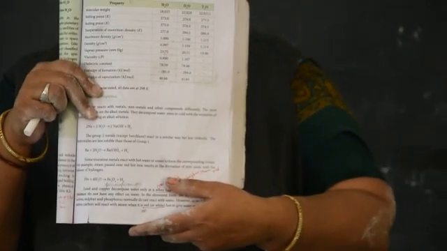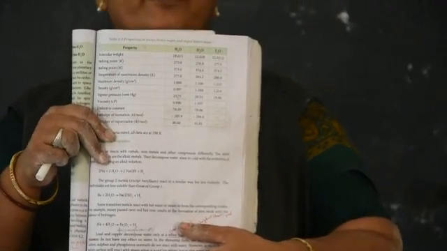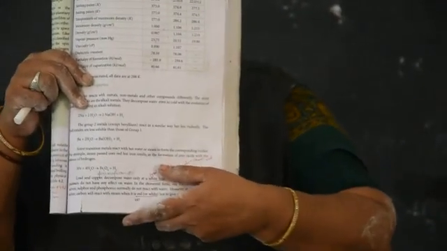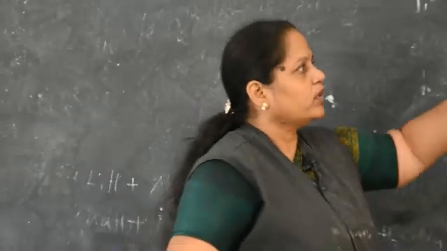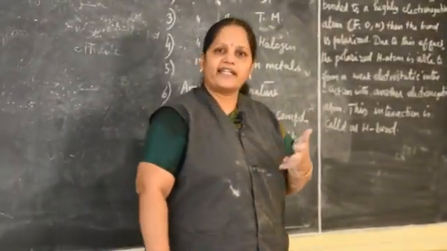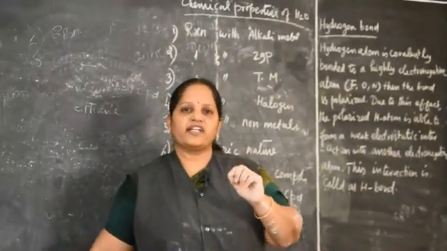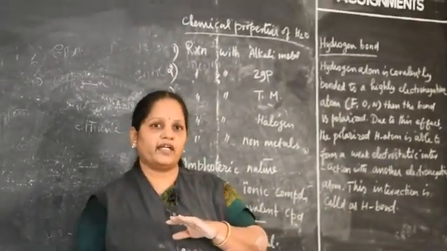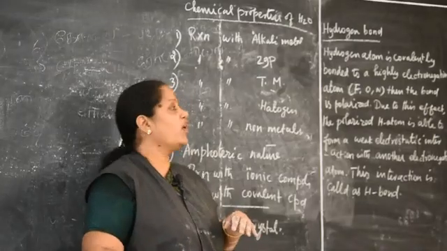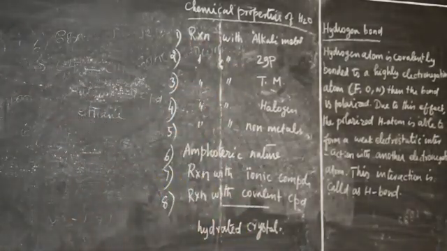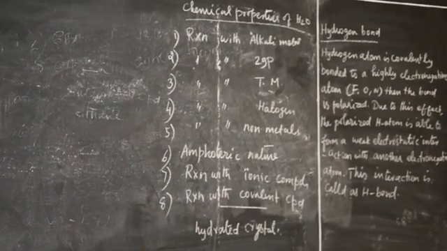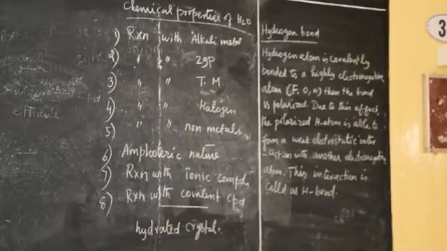Okay. Next we discuss the important chemical properties of water. It reacts with metals and non-metals in different conditions and forms different products. What are the important properties of water? First, reaction with the alkali metals. What are the alkali metals? Sodium, potassium, rubidium, cesium are called alkali metals.